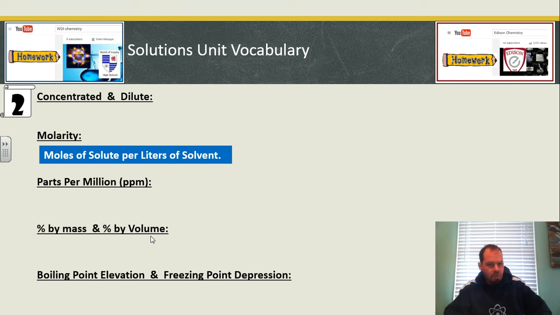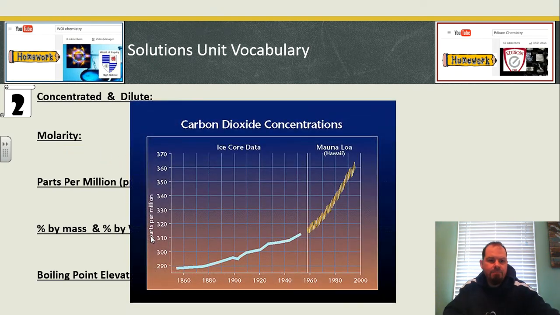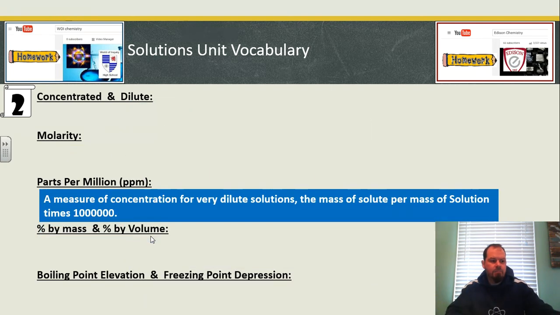Under concentration, you'll also find parts per million. This is ppm, a measure of concentration for very dilute solutions, the mass of solute per mass of solution times a million. This is used for stuff of very, very small quantities. Something that might infect the environment even in small amounts, like mercury. Okay, we can measure in parts per million because it's so small.